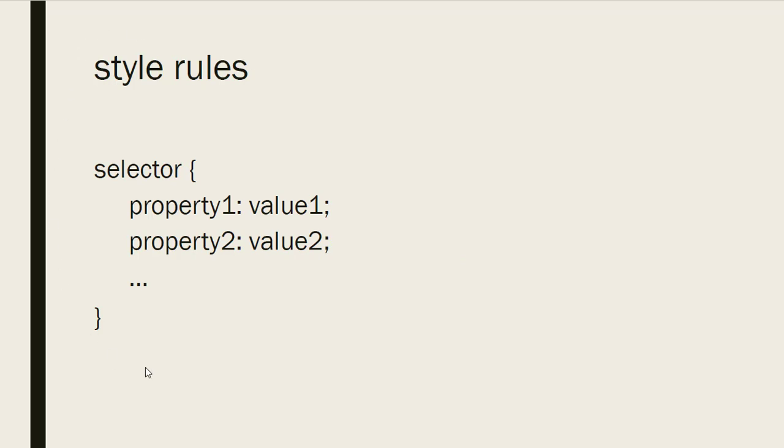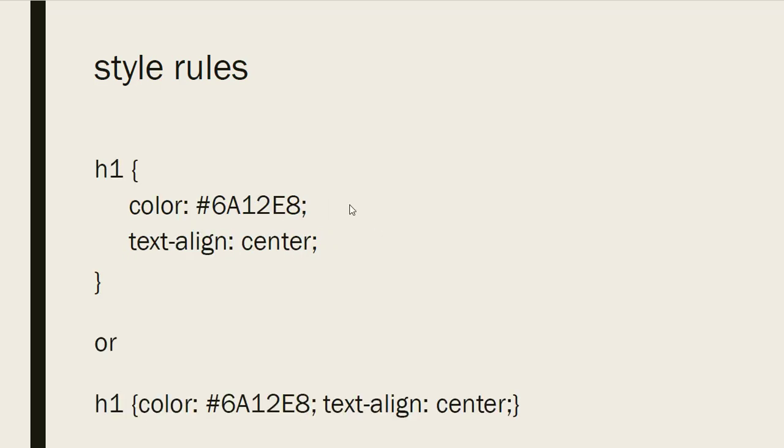The style rules look like this. They have a selector and then a series of property value pairs. And here's an example of 2 different ways to write a style block, on separate lines or all on the same line. And we'll be learning properties and the allowed values. In this module, we learned about color, and that changes the text color. And we learned several different ways to write a color value.